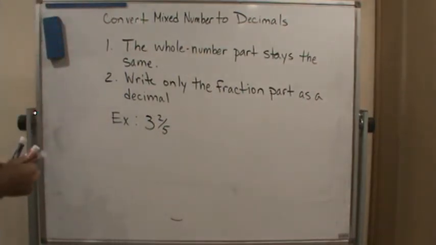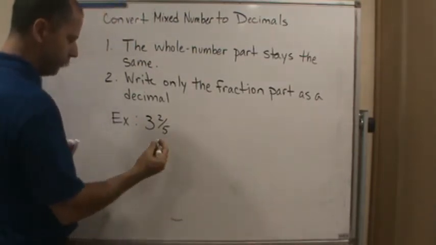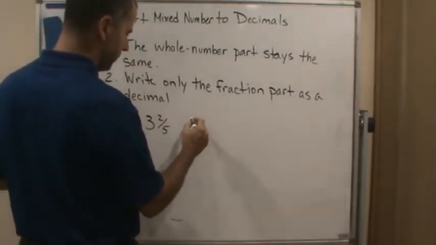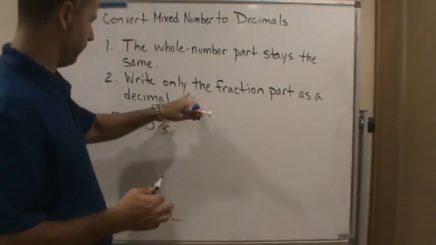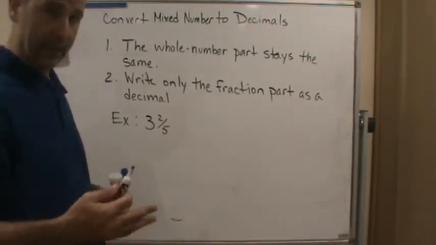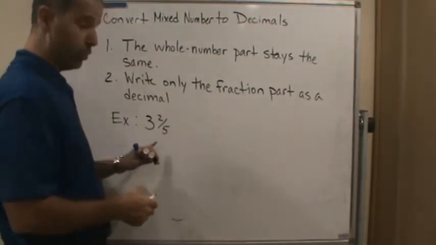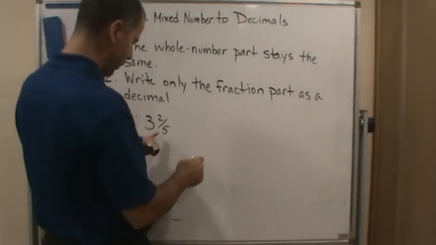So again, all we're going to do is ignore the 3 and focus on the 2/5. So what is 2/5? There are a couple of ways you could do this one. Let's follow the division method first, since dividing is one of the things we've been doing. You could also use an equivalent fraction. I'll show you both ways. One way is to divide.